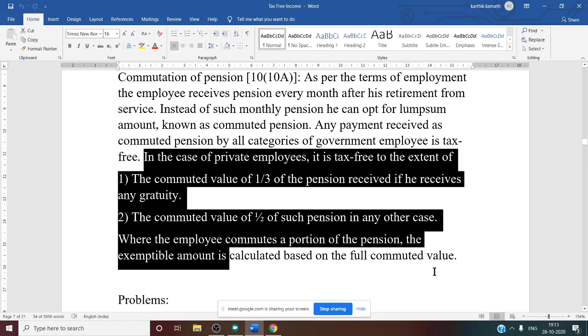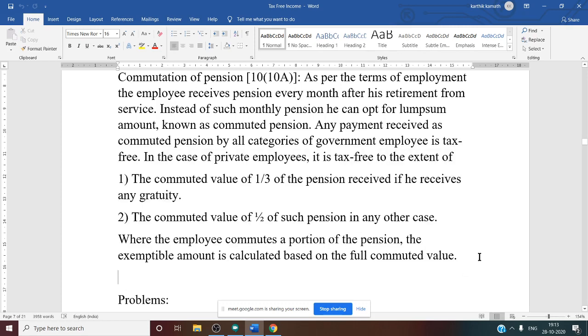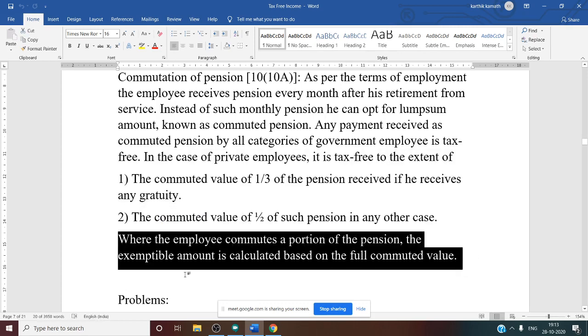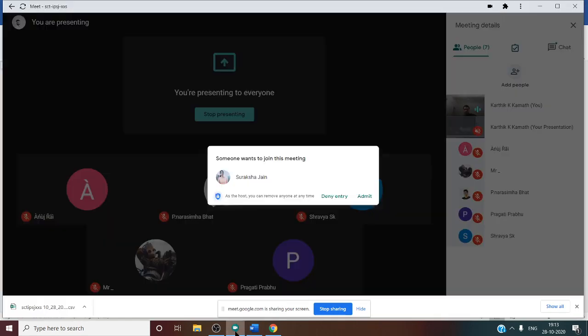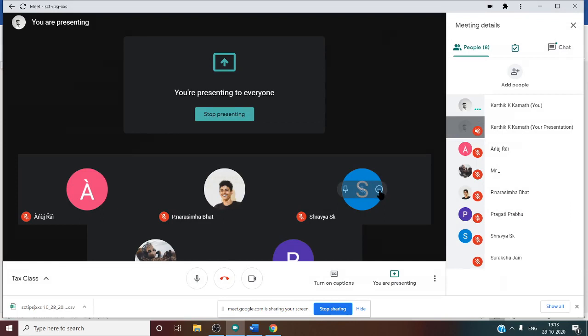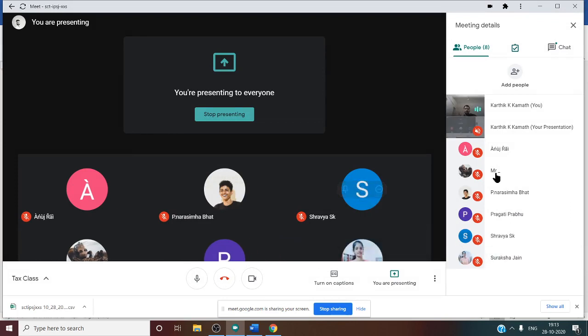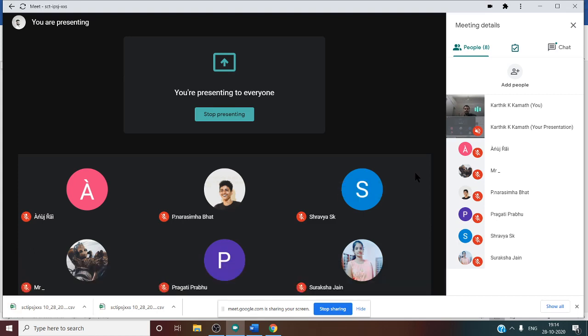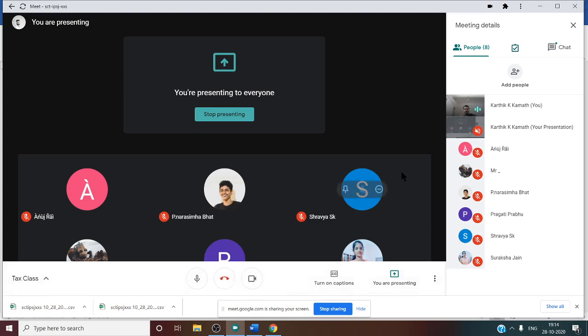Where the employee commutes a portion of the pension, the exemptable limit is calculated based on the full commuted value. What do you mean by this? Suppose the employee commutes half of the pension, then you should consider the full commuted value. How do you get the full commuted value? By taking the reciprocal. Suppose 3 by 4 is commuted, how do you get the full value? Take the reciprocal: the reciprocal of 3 by 4 is 4 by 3. Like that we need to do.